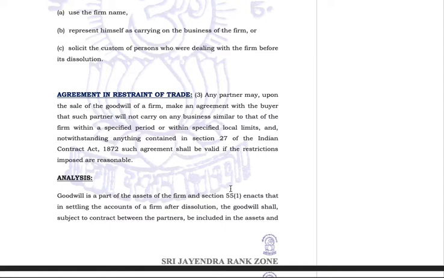Section 55(1) enacts that in settling the accounts of a firm, that means you are making a final settlement for the firm, you are selling the firm. Your property of the firm is valued at rupees 2 lakh, then you will add the value of the goodwill to it as well. Suppose goodwill is valued at 50,000 and your firm's property is 2 lakh, so your total account will be 2 lakh 50,000.